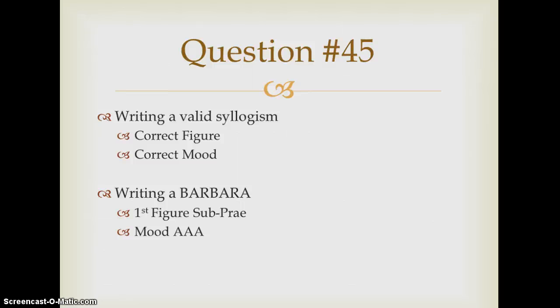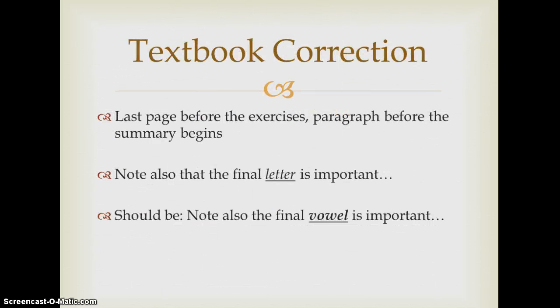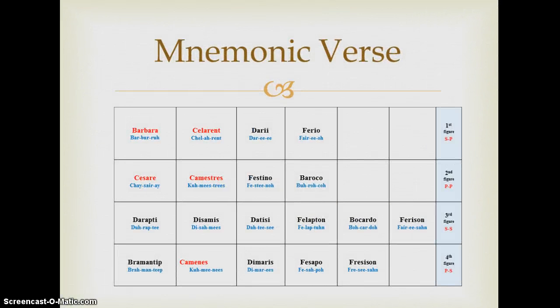And I forgot to mention, so let me go back quickly to the mnemonic verse. The ones I have in red, if you'll notice, these right here are in red. They are the 5 common syllogisms, the 5 most common forms of the syllogisms when they're used. So that's why I put those in red. And they are going to ask you to construct a syllogism in each of these 5 forms.